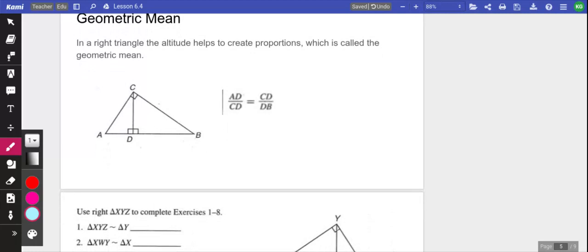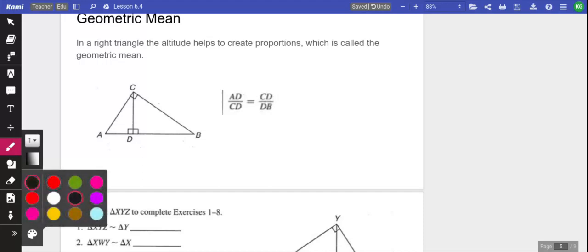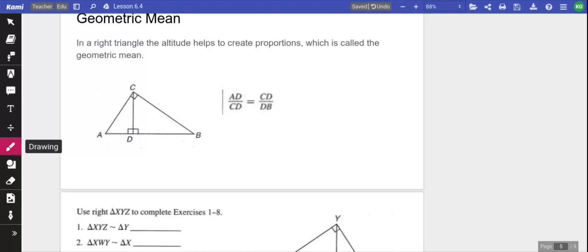Also, in this right triangle with its altitude, we can use a specific proportion called the geometric mean. When you have the geometric mean, the altitude splits the base into two parts. So like this is part 1 and this is part 2. The geometric mean says we can use the first shorter side of the base, part 1, over the altitude length is going to be congruent to the altitude over part 2, or the longer half of the base.